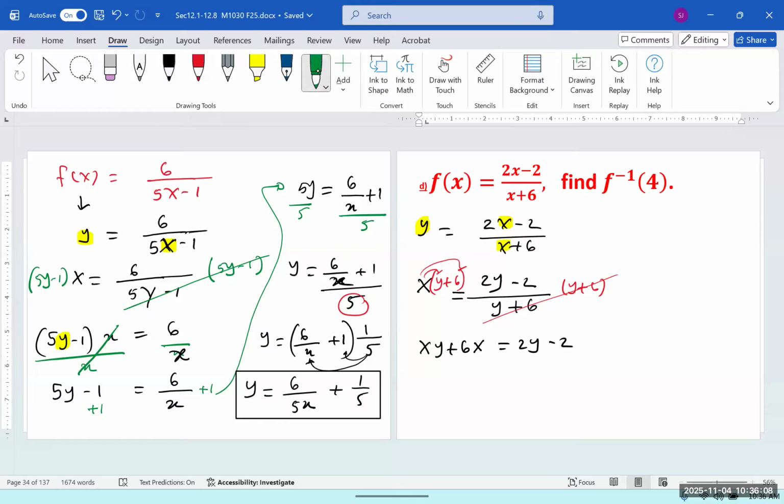Okay, then what? Now we're going to try to isolate the y. We're going to subtract 2y from both sides. So you do that. So we get xy minus 2y plus 6x equals negative 2. So we have y's together, but we also have something extra, 6x. It's a third wheel. So we need to get rid of that.